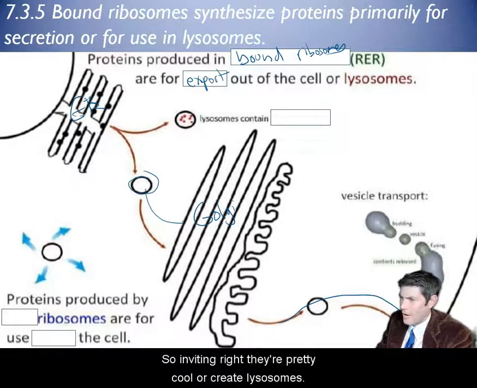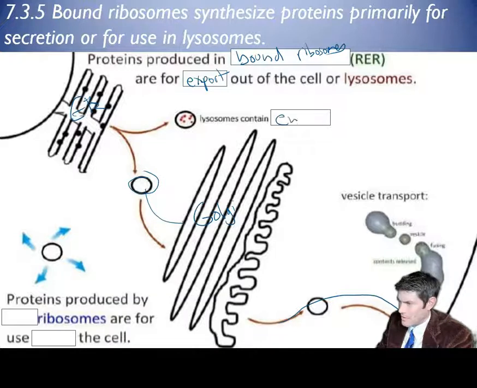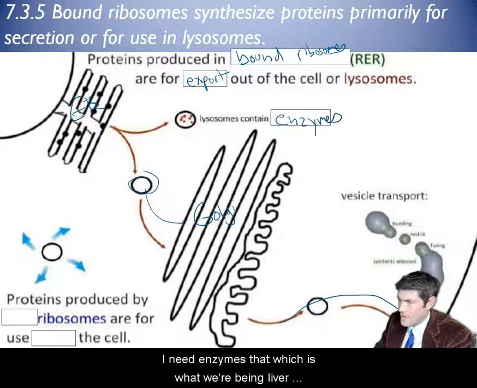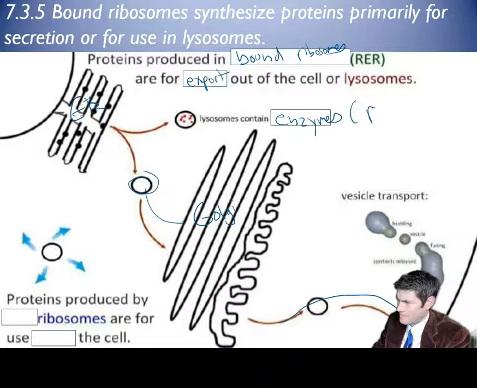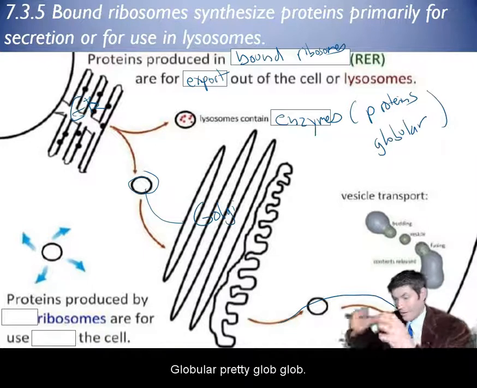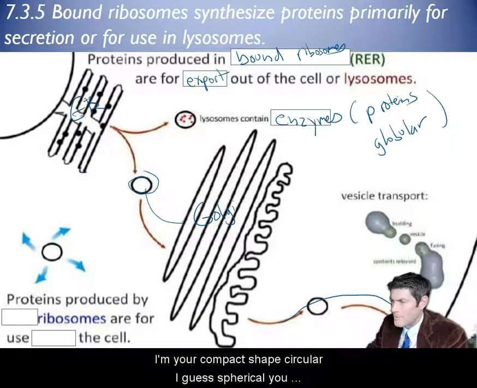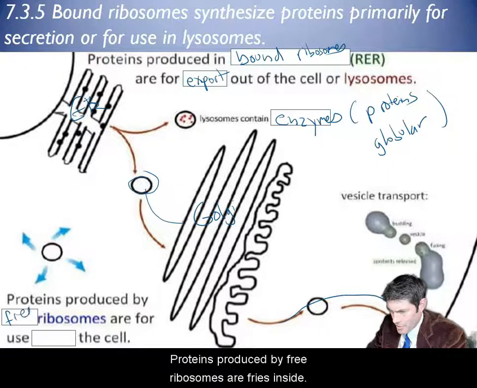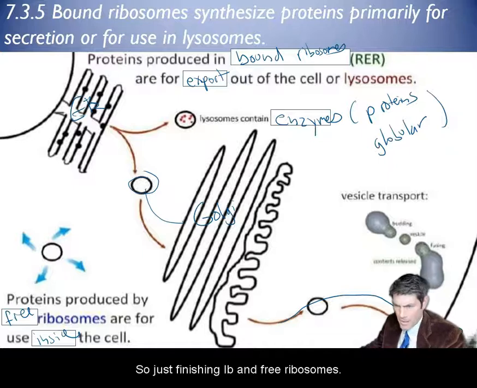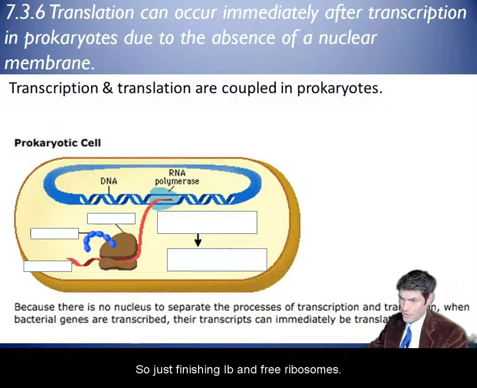Pretty cool. Or creating lysosomes, and they need enzymes, which is what we're being. Remember, enzymes are types of proteins. Type of globular. Well, that'll come up in a minute. Globular, pretty globs, like a glob. You know, compact shape, circular, I guess, spherical. And proteins produced by free ribosomes are for use inside the cell. So, just the difference between bound and free ribosomes.